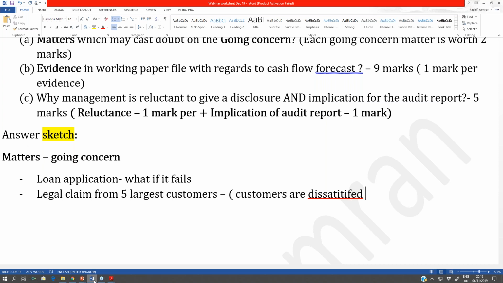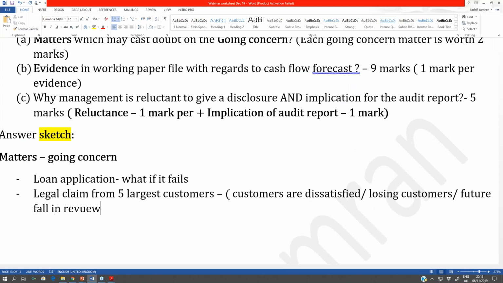The customers are dissatisfied, which might result in losing customers and a future fall in revenue. No company would like its customers to be dissatisfied, because that is a very serious problem: the loyalty or retention of the customer is very important. If there is a chance of losing customers, that could be something very important.